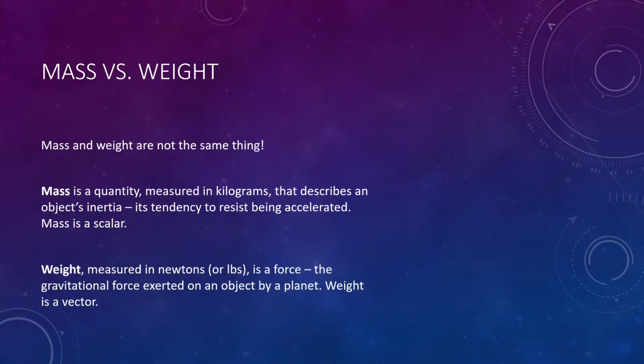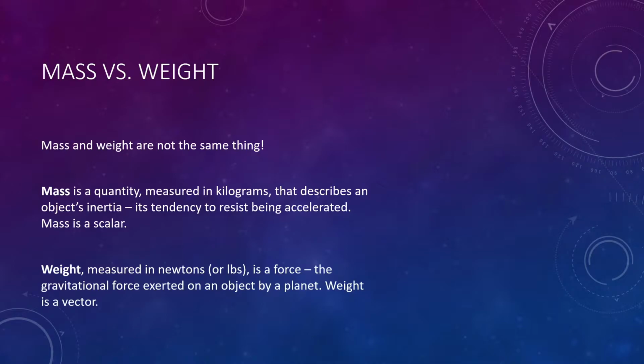However, weight, which is measured in newtons, is a force. That is the gravitational force exerted by a planet or massive object. It could be another planet or the moon or something like that. But regardless, it's a force that's measured in newtons instead of kilograms for mass. Also note, as we've seen so far, weight is a vector, meaning it has direction. So this highlights a key difference between these two terms.